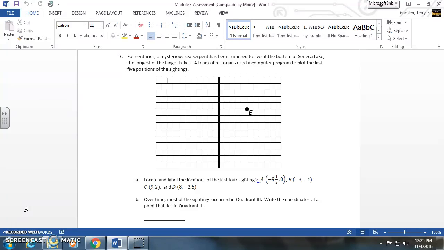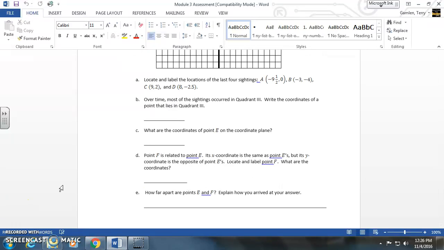Part B. Over time, most of the sightings occurred in Quadrant 3. Write the coordinates of a point that lies in Quadrant 3. Part C. What are the coordinates of point E on the coordinate plane? Part D. Point F is related to point E. Its x-coordinate is the same as point E's, but its y-coordinate is the opposite of point E's. Locate and label point F.